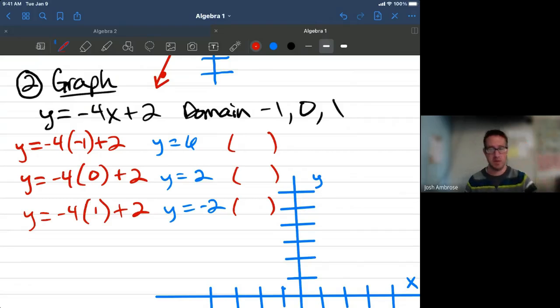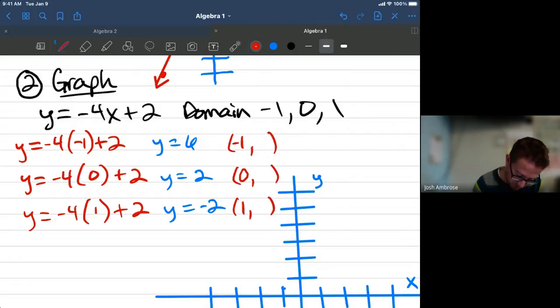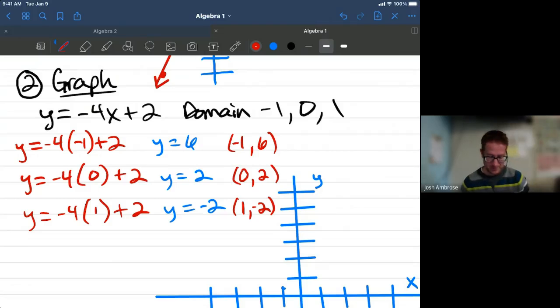All right, let's go ahead and now create the points because we now have points, right? We were given domains. Here's our first x, -1. There's our second x, 0. There's our third x, 1. And let's plug in the y values. 6, 2, -2.